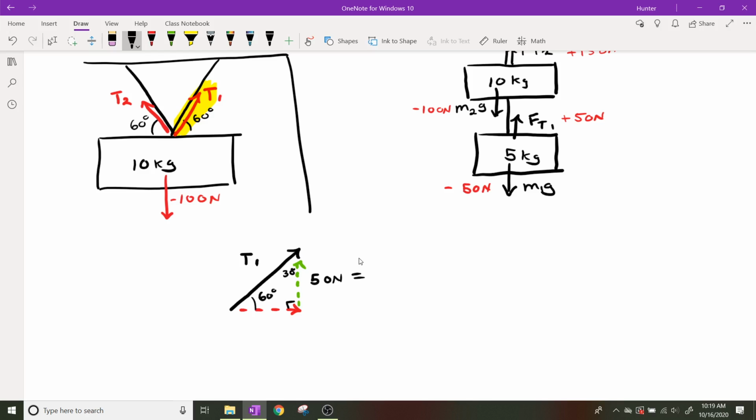We're going to do this. Okay, so it is sine, right? Yeah, so we're doing sine. So the sine of T1, so it's going to be T1 sine theta, is equal to 50 newtons.